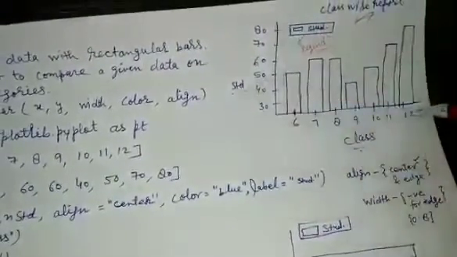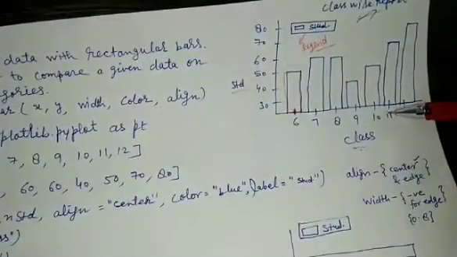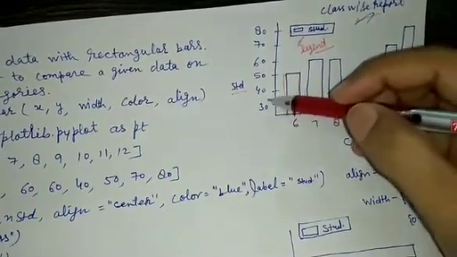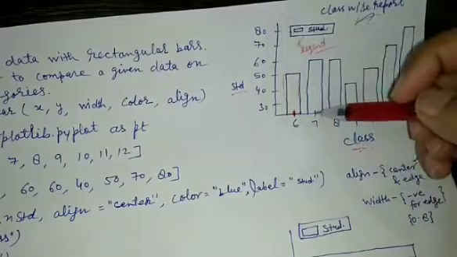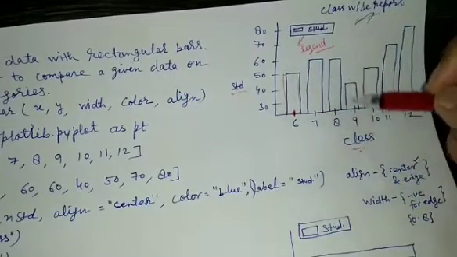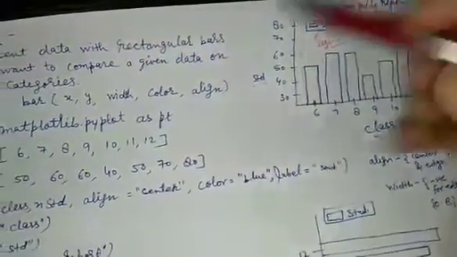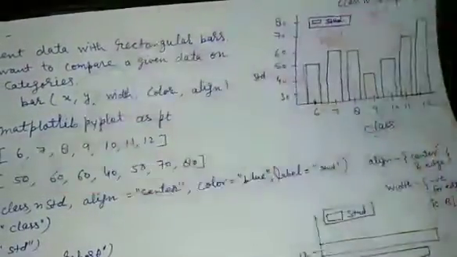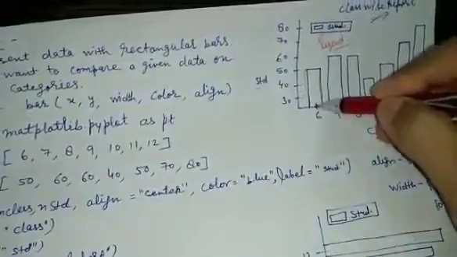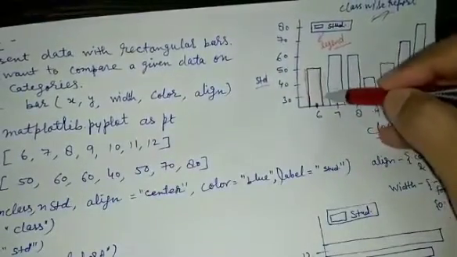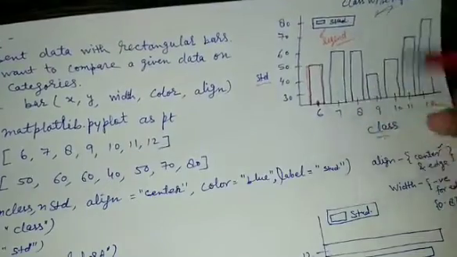So this is the output of the code that we have just written over here. Classes are represented on the x-axis and number of students are represented on the y-axis. These are the bars that represent the value. Let's take an example. For example, in 6th class we have 50 students, and this bar is center aligned. Okay.